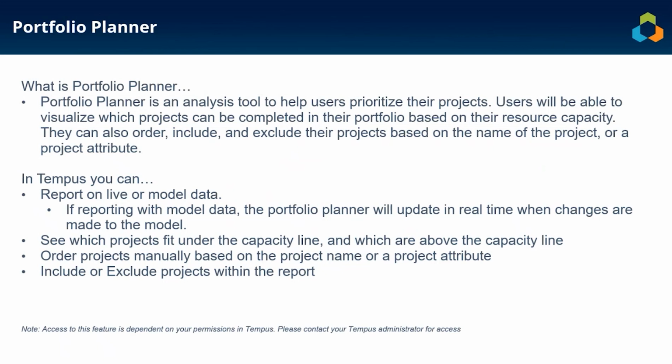In Tempus, you can report on live or model data. If reporting with model data, the Portfolio Planner will update in real time when changes are made to the model. See which projects fit under the capacity line and which are above the capacity line, and order projects manually based on the project name or project attribute. Additionally, you can include or exclude projects in the report. If you do not have access to this feature, you will need to reach out to your internal admin.